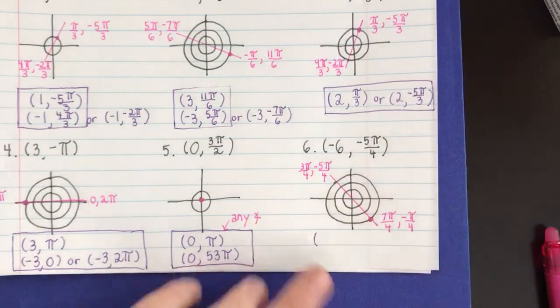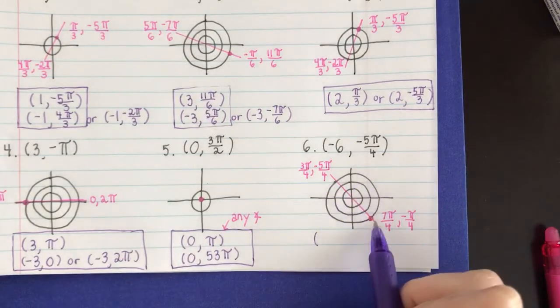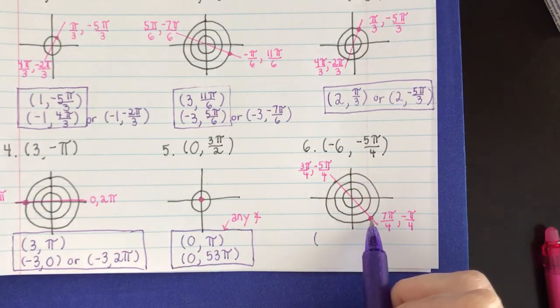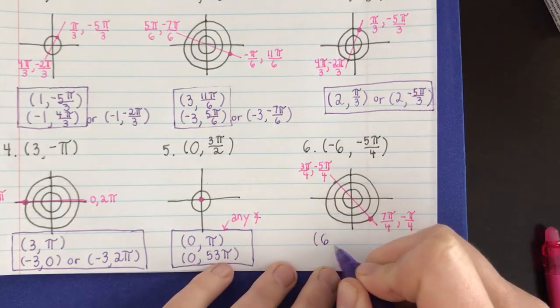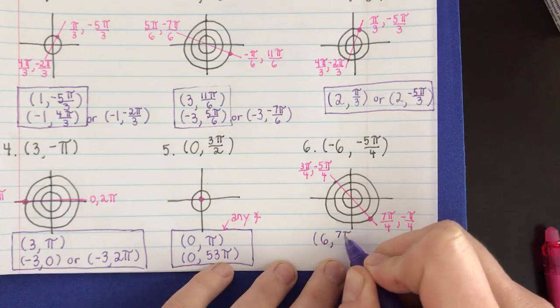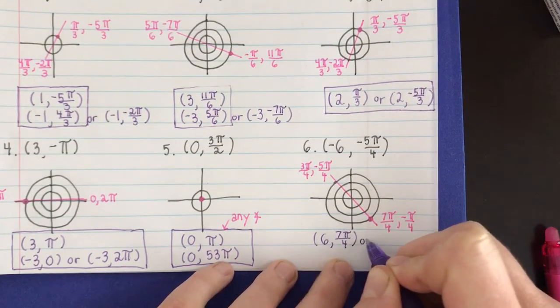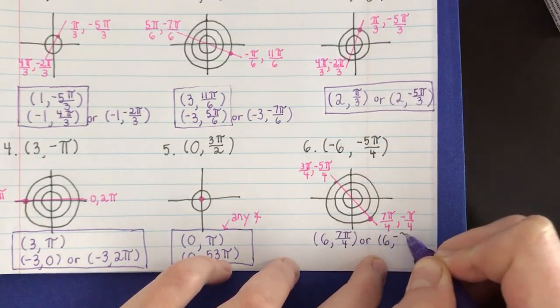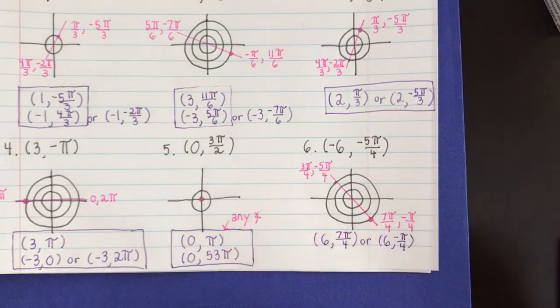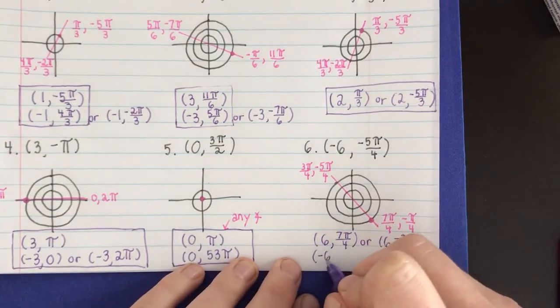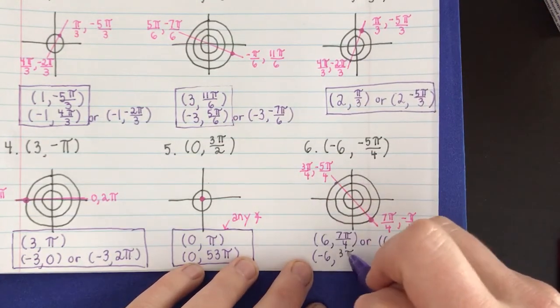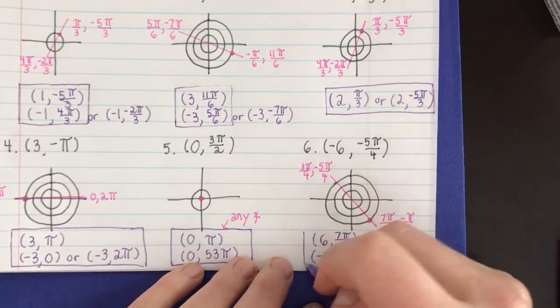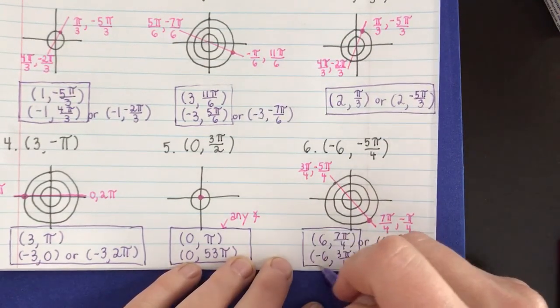So if we're going to use the positive direction for this point here, we could say this is the same as the point 6, 7 pi over 4, or we could even say 6, negative pi over 4, and then we could also say it is negative 6, we already used negative 5 pi over 4, so 3 pi over 4. Any of these would work, and I'll just box the 2.